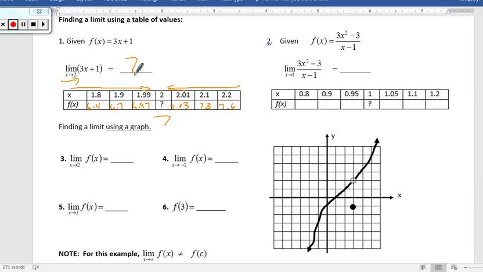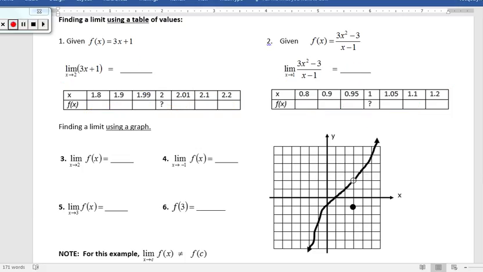For example, number 2, we have 5.4, 5.7, 5.85, 6.15, 6.3, 6.6. And again, we're looking for this limit as x is approaching 1. So as x is approaching 1 from the left and from the right, are they coming to the same number? And the answer here again is yes. They're all heading towards 6.